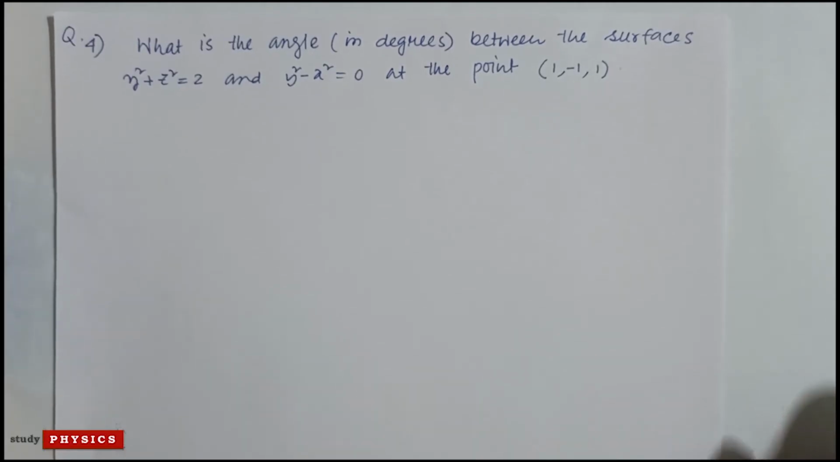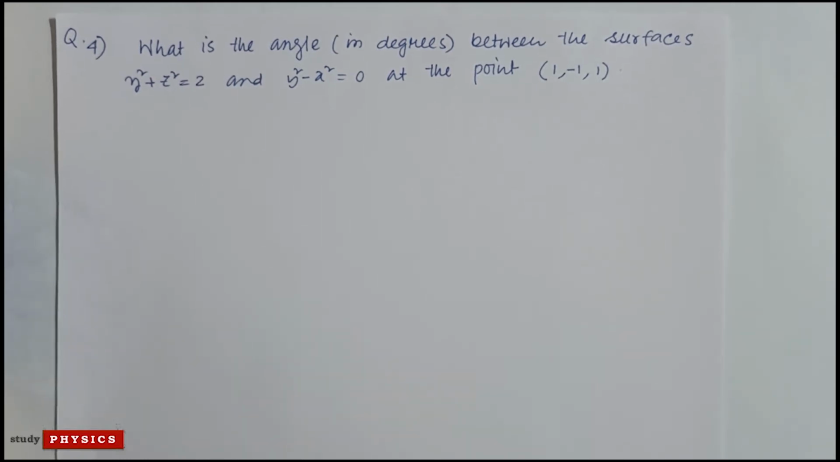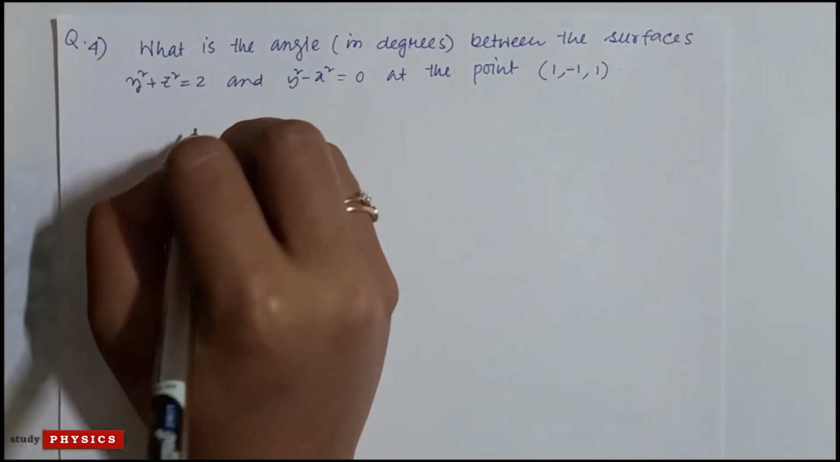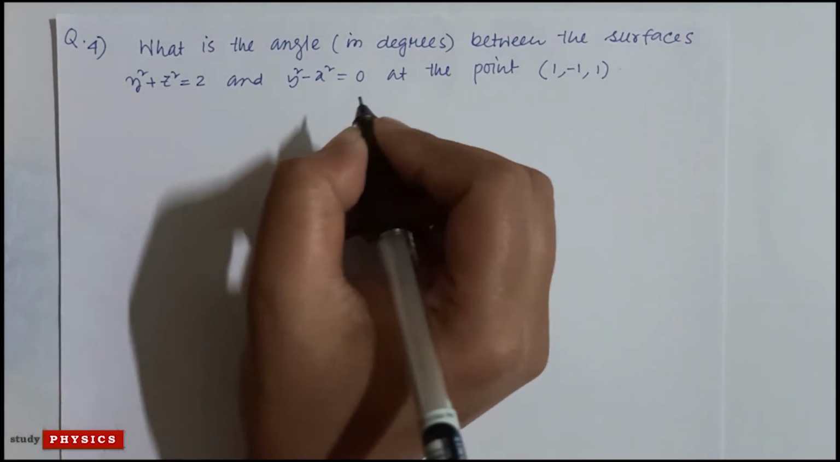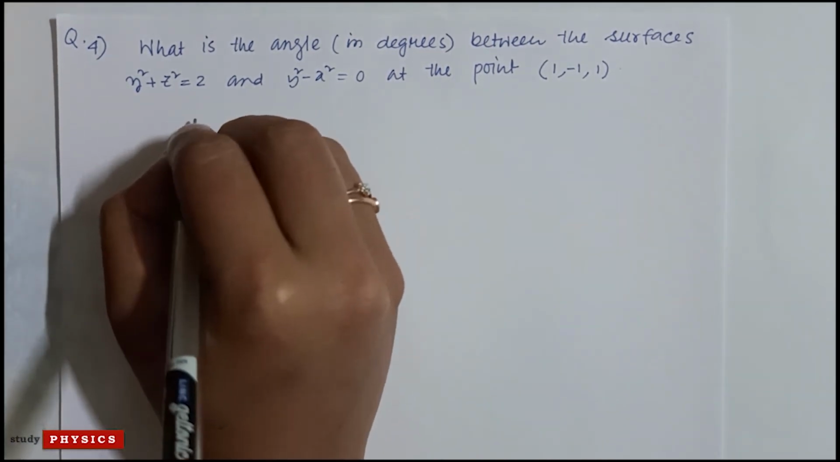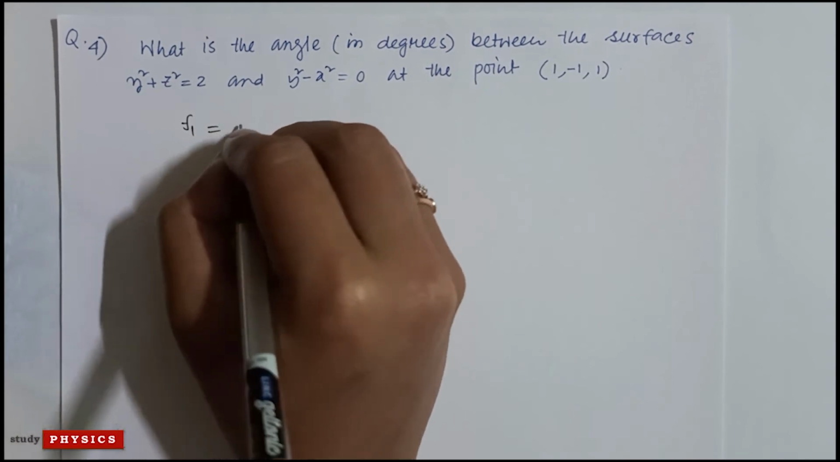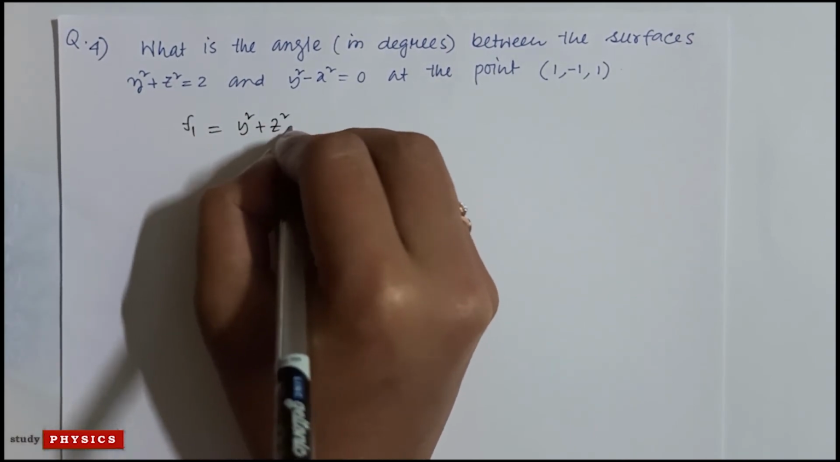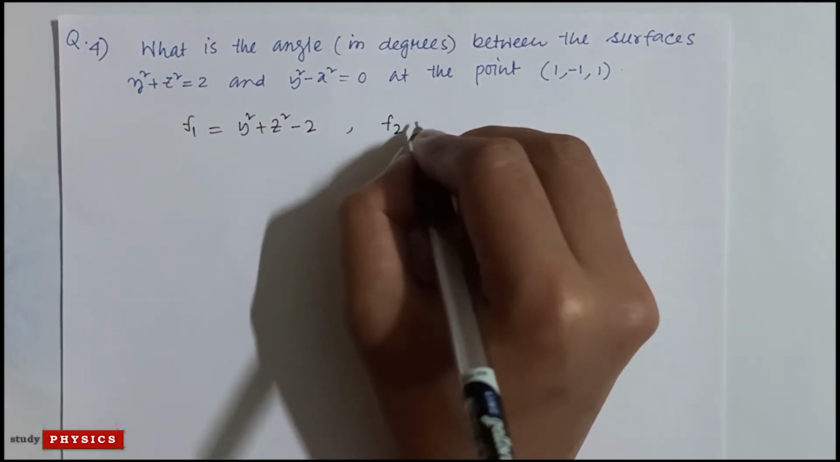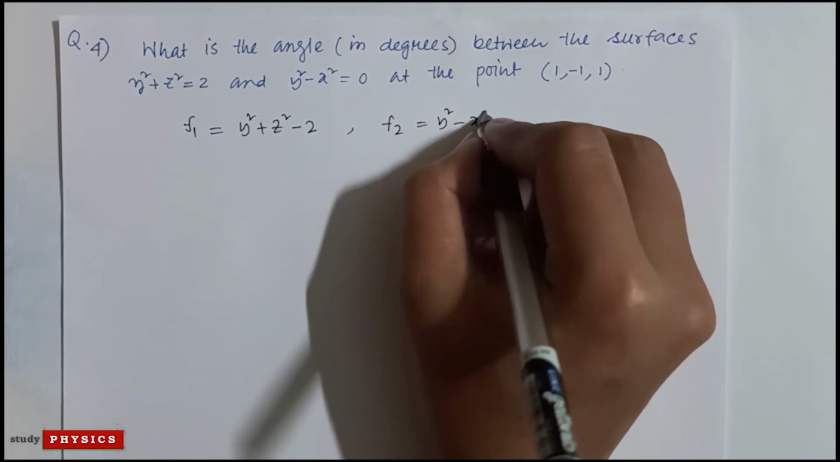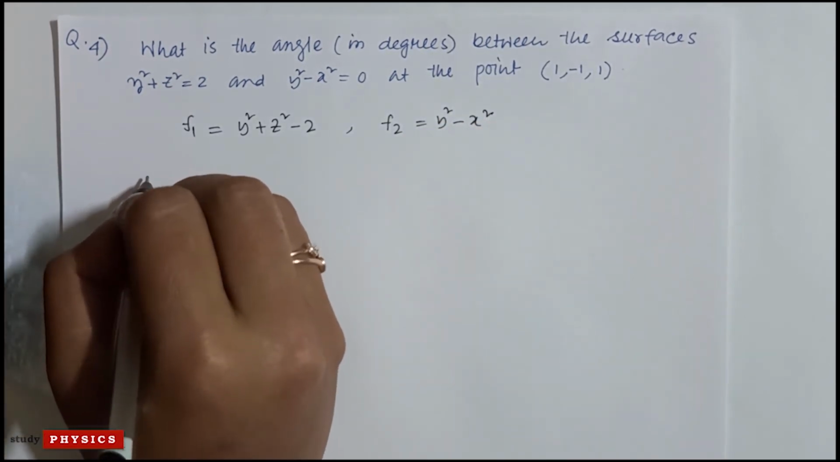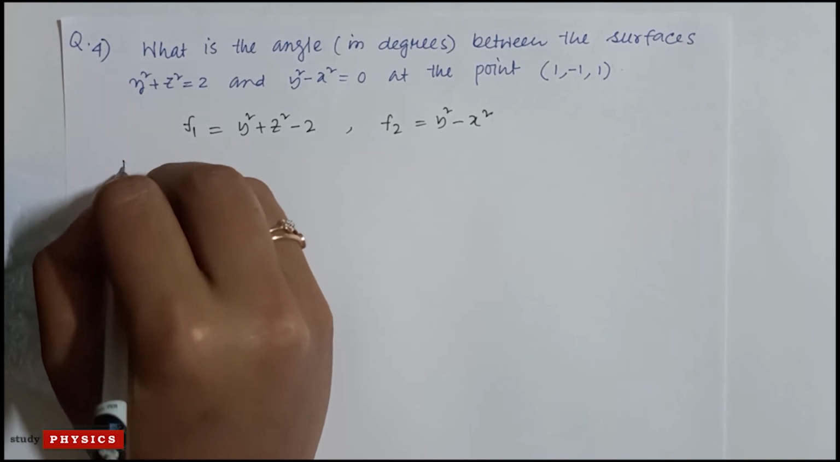Now question number 4 is, what is the angle in degrees between the surfaces y square plus z square equal to 2 and y square minus x square equal to 0 at the point 1, minus 1 and 1? So first, the equation of the surfaces is f1 is y square plus z square minus 2 and f2 is y square minus x square.